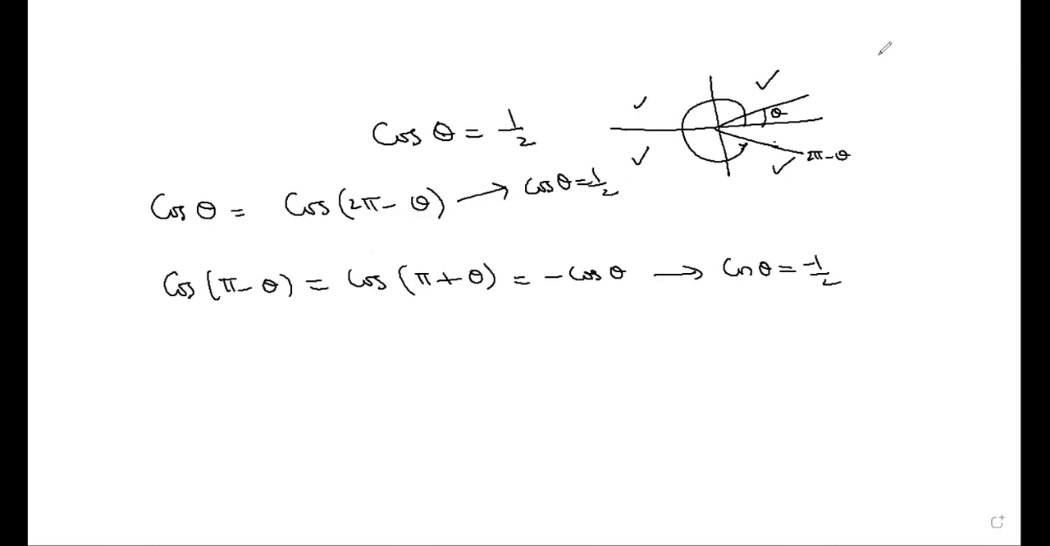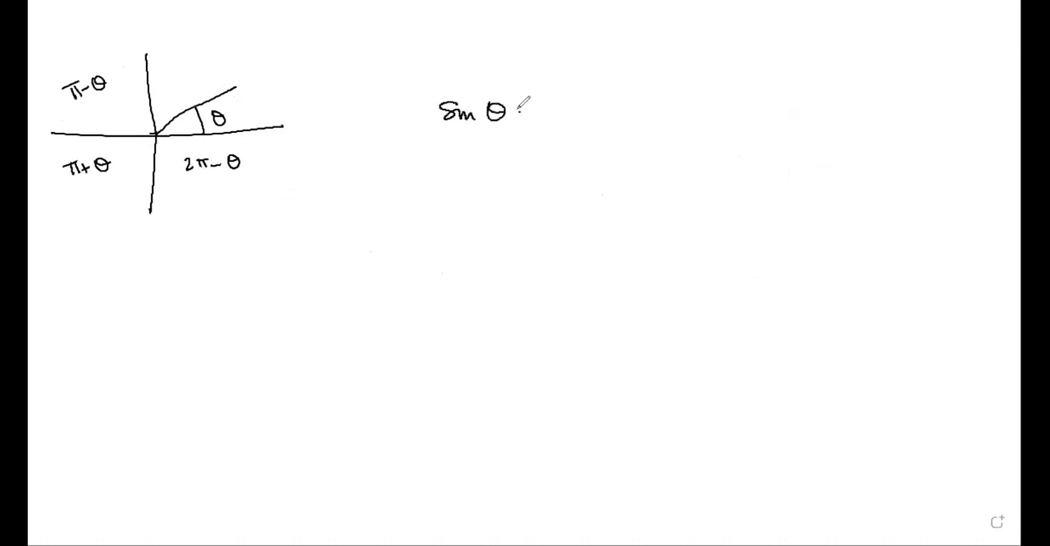Yes, sir. Now once again, how is the quadrant defined? First quadrant we take it as theta. Second quadrant we take it as pi minus theta. Third quadrant we take it as pi plus theta. And fourth quadrant we take as 2 pi minus theta. Is it fine? So now you tell me, sine theta is equal to minus half.